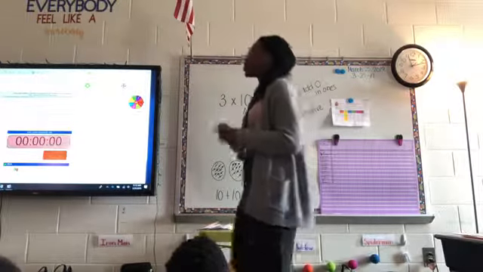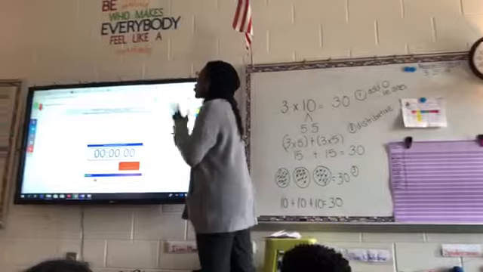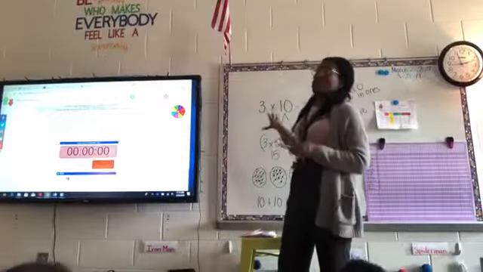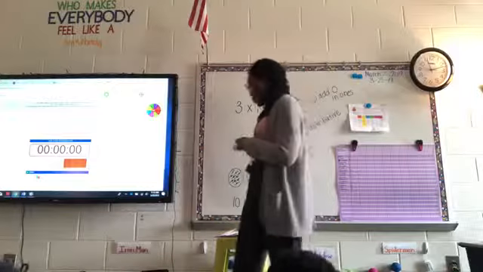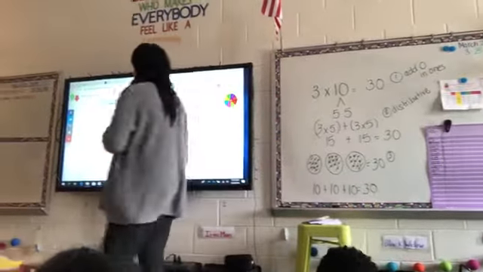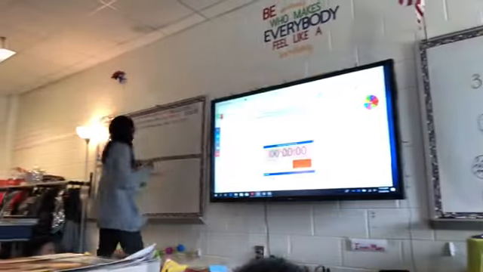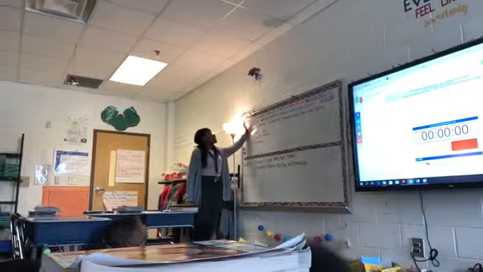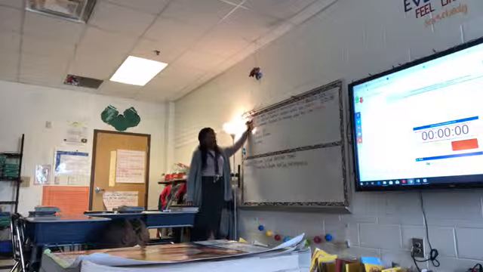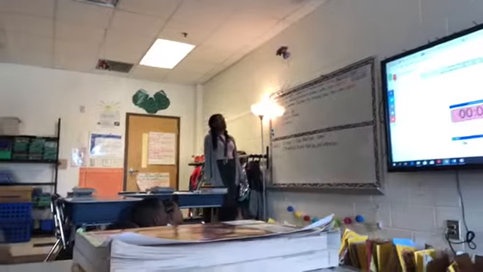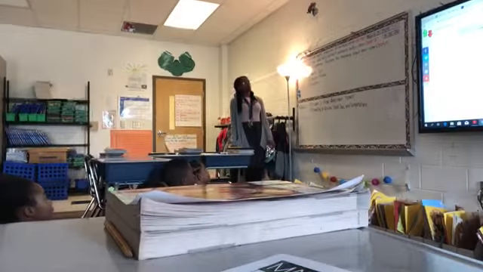All right, so we are done with our math talk. When you come to my group, we're going to discuss more about multiplication and the properties. So I want us to go over our I can statements, and then we're going to do a little activity, okay? Can everybody see over here? All right, let's read the top one on the count of 3. 1, 2, 3. I can apply properties of multiplication.